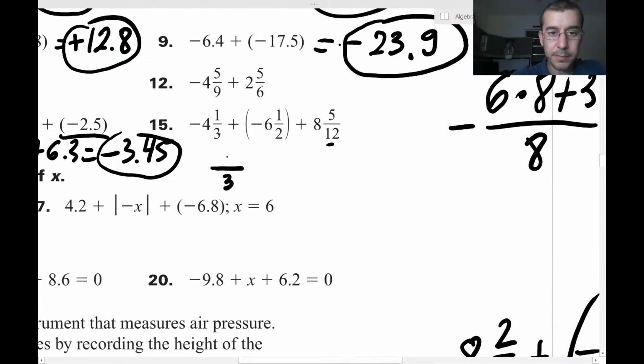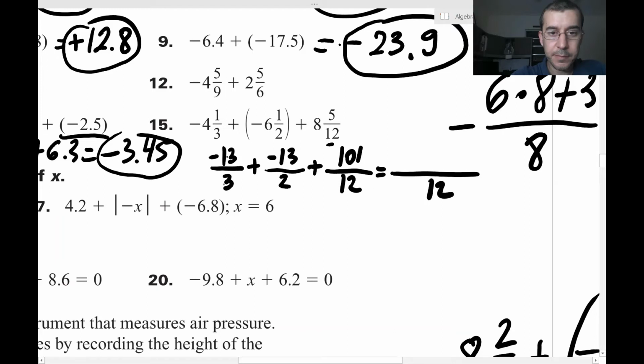First, we have here 4 times 3 is 12, plus 1 is 13, so this is minus 13, and then plus 6 times 2 is 12, plus 1 is 13, so this is minus 13 here, and plus 8 times 12 is 96, plus 5 is 101. And now the greatest common denominator is 12. So we multiply 3 by 4 to get 12. So minus 13 times 4 is 52, so minus 52.